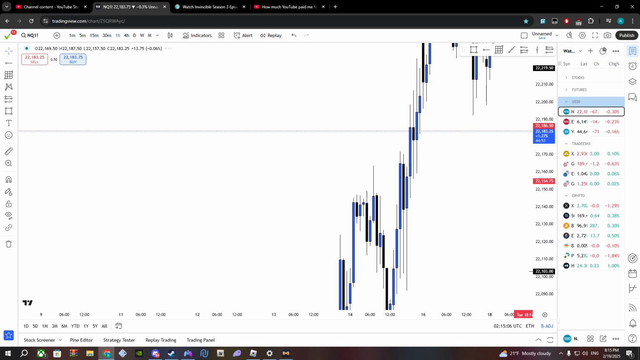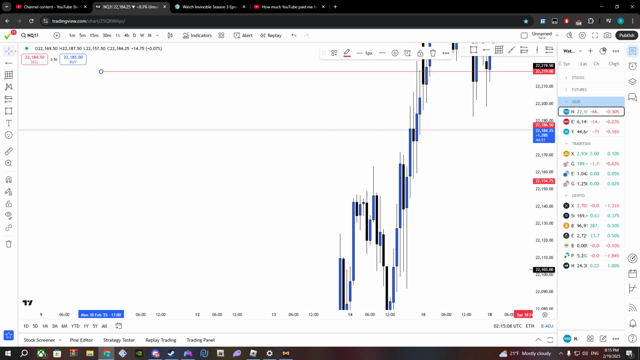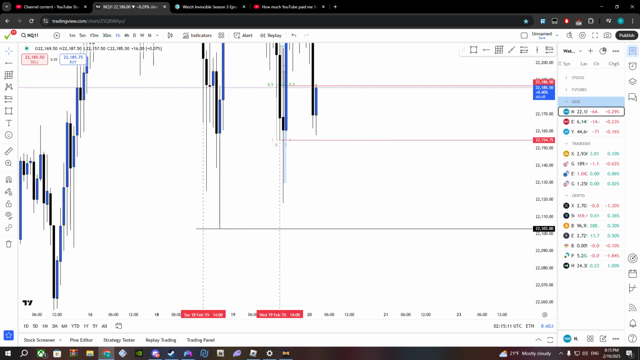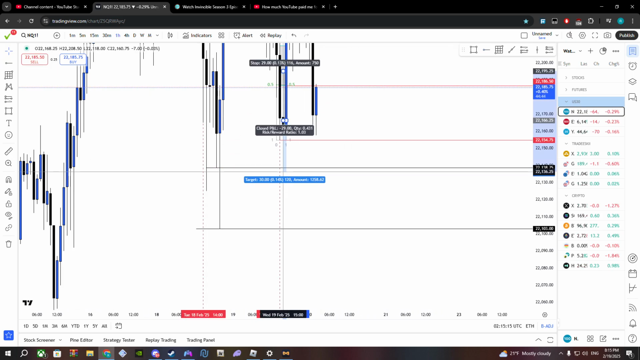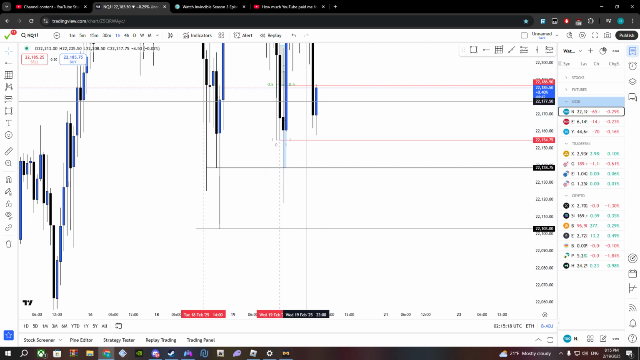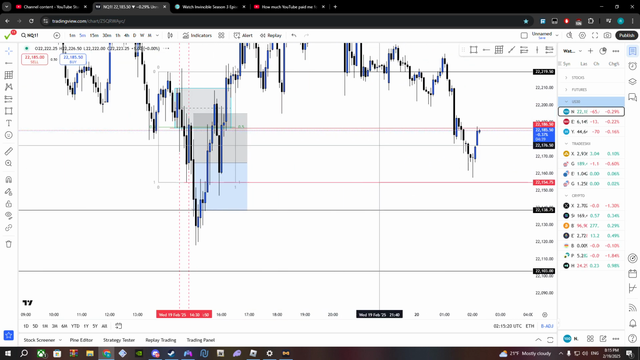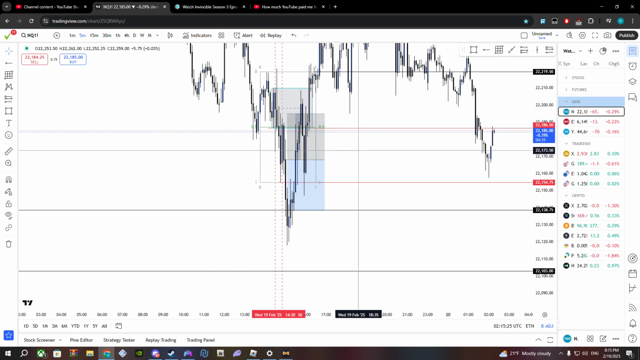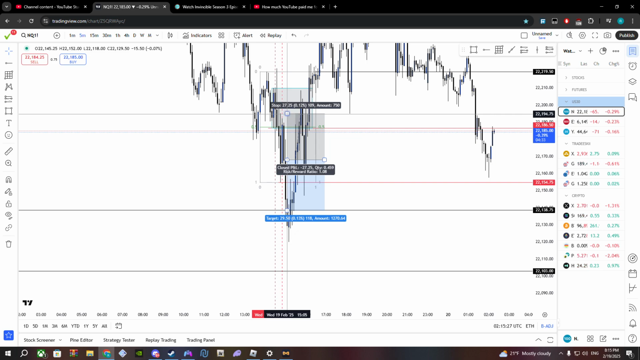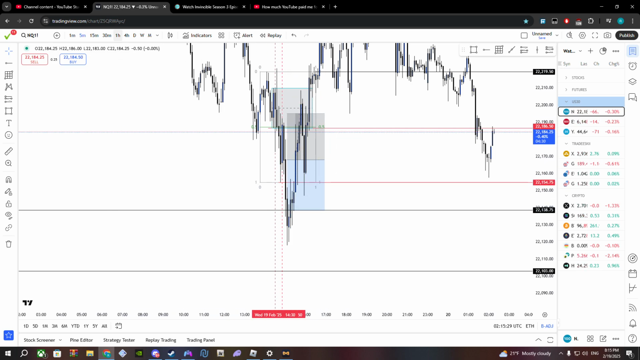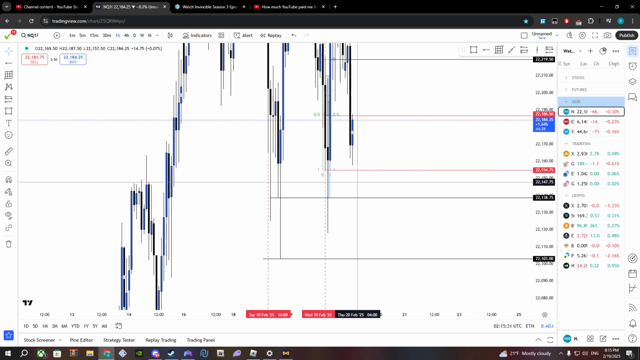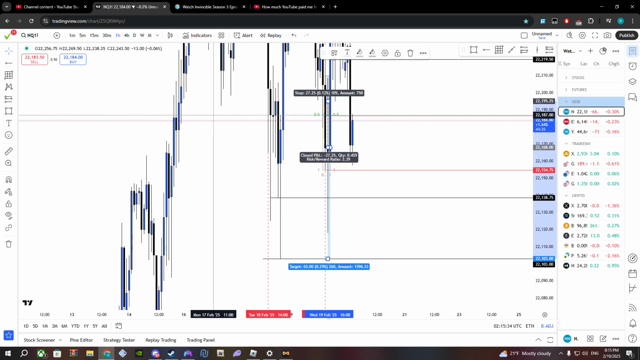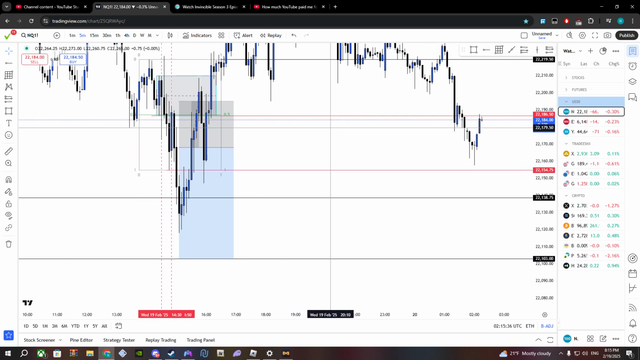My first take profit was this wick right here, this candle's wick. That was my first take profit. It was like a 1-to-1. My second take profit was this 4-hour low. As you can see, only one of my take profits ended up getting hit before I got stopped at break even.